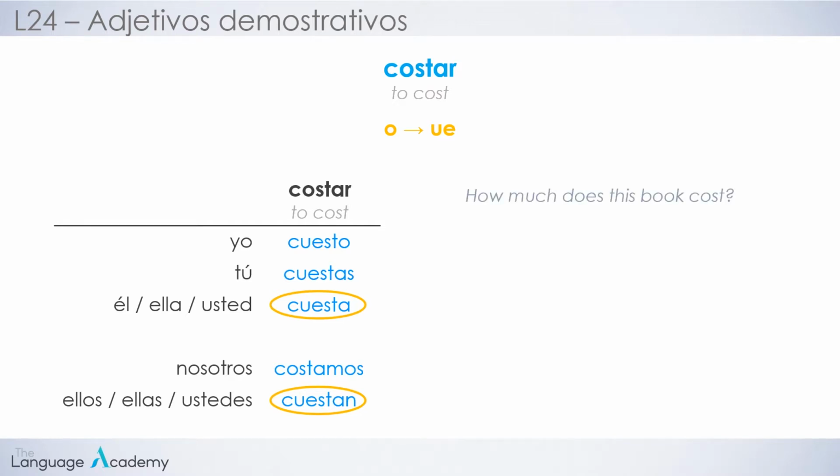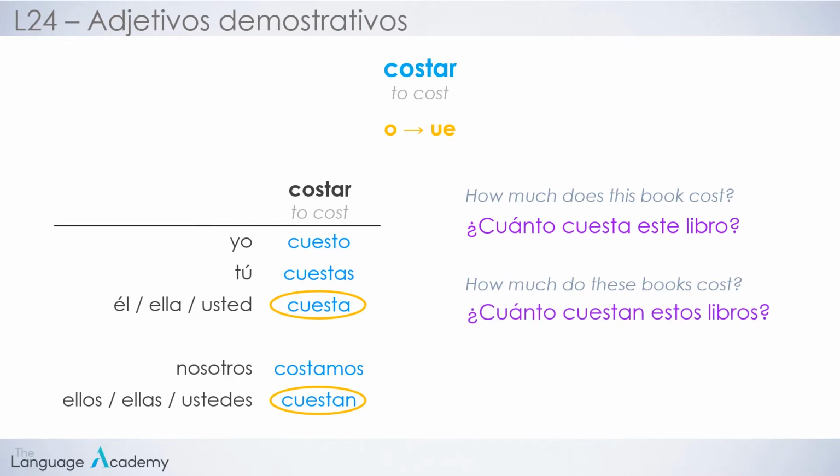So how do you ask, how much does this book cost? ¿Cuánto cuesta este libro? How do you ask, how much do these books cost? ¿Cuánto cuestan estos libros? And how much do those books cost? ¿Cuánto cuestan esos libros?